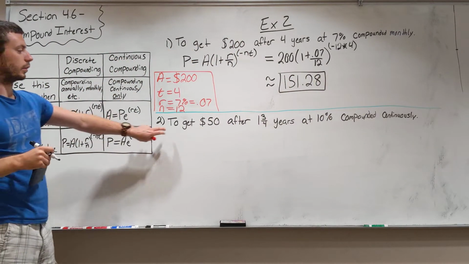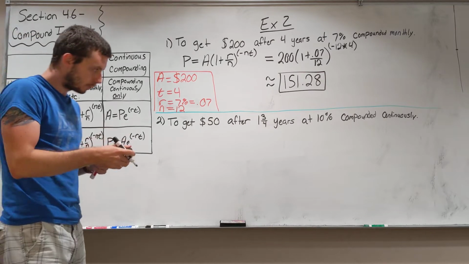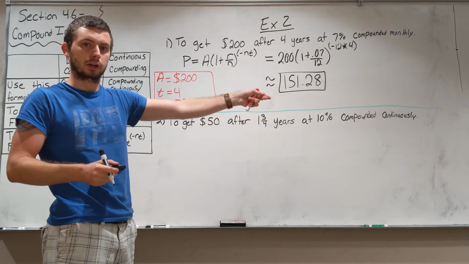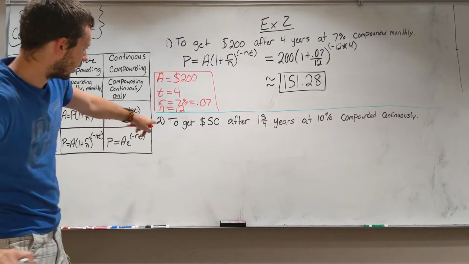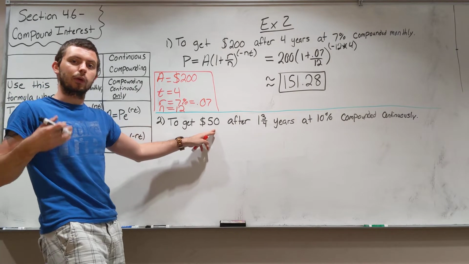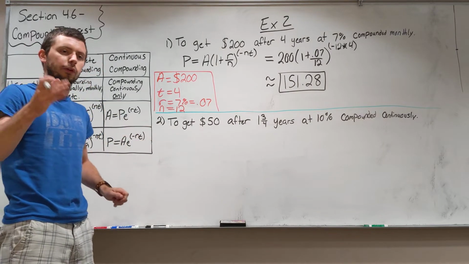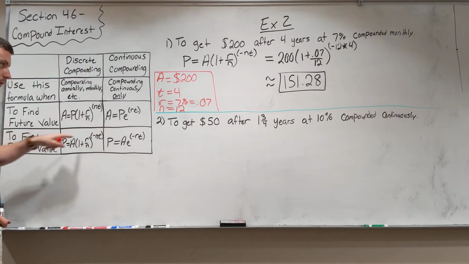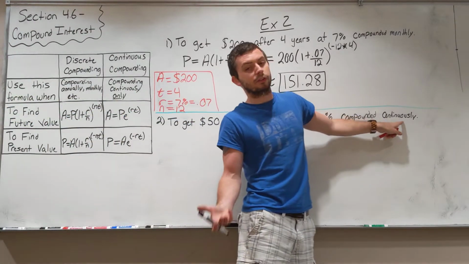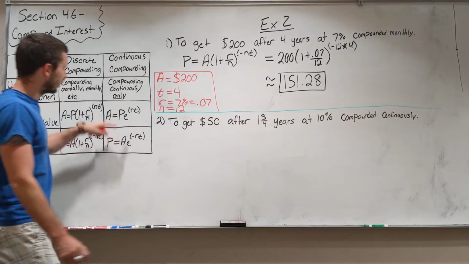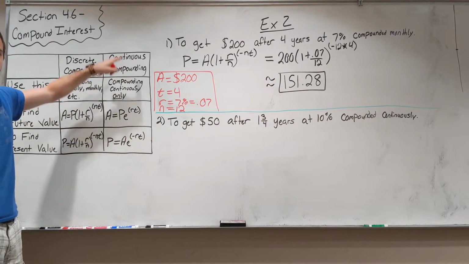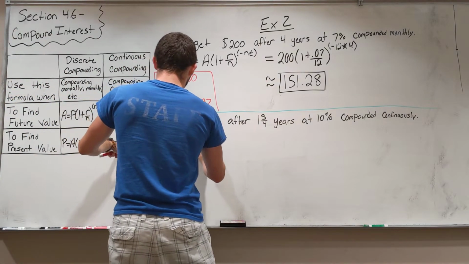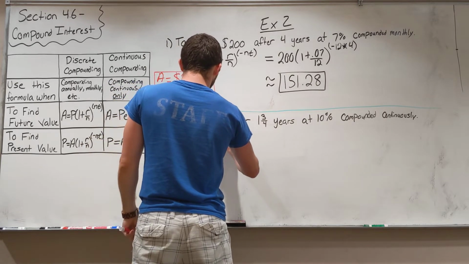Now we move on to the second problem from example 2. So as you may notice, it's just different numbers, different type of compounding. So again, it says to get this amount, that tells us that we're looking for a present amount given the future value. So we're still in this row, and since it says continuous, that tells us immediately to use this column. So we're using this formula. So this is P is equal to A e raised to the negative RT.